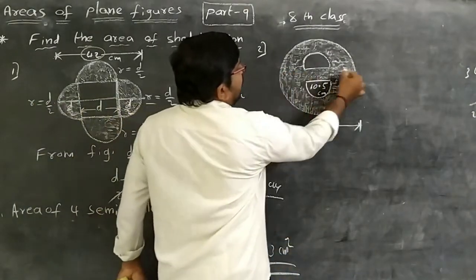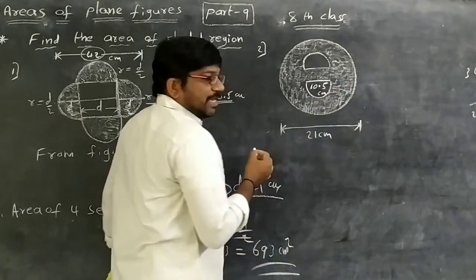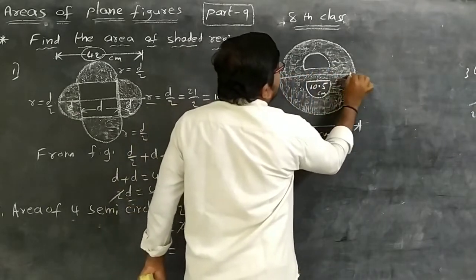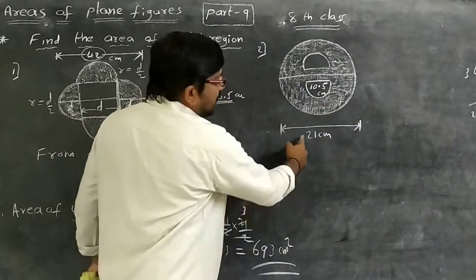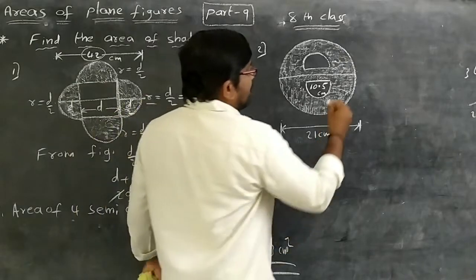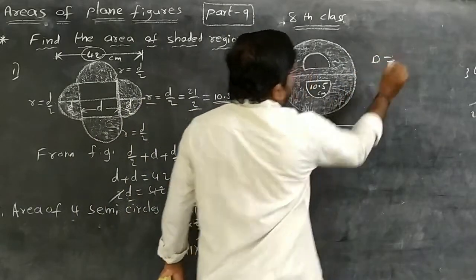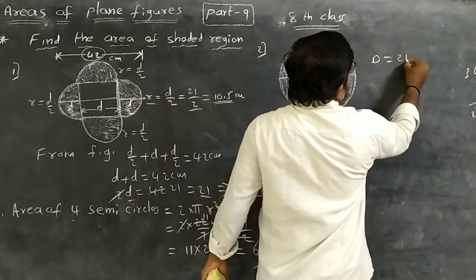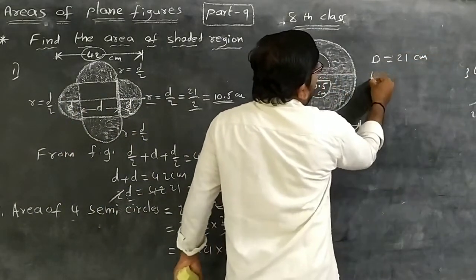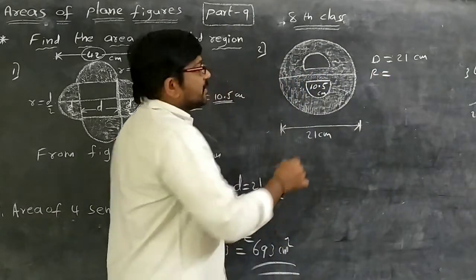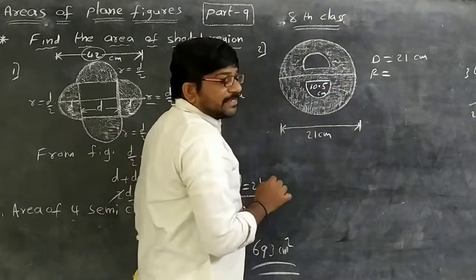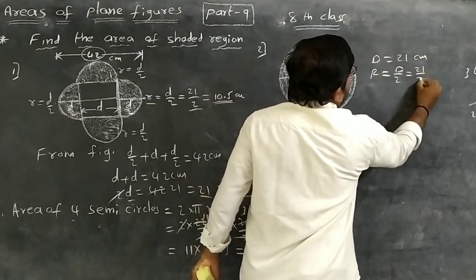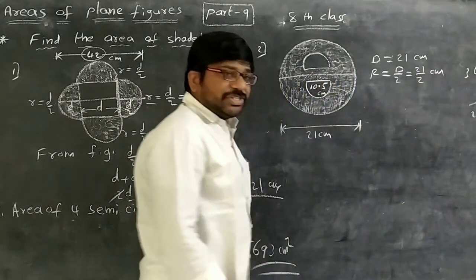From here to here, the total length is 21 centimeters. That is the diameter of the big circle. The diameter of the big circle is 21 centimeters. So capital D represents the diameter of the big circle, that is 21 centimeters, right? Then capital R means the radius of the big circle. Capital R is equal to D by 2, that is 21 by 2 centimeters, right?